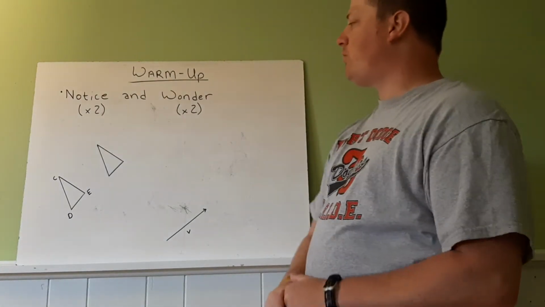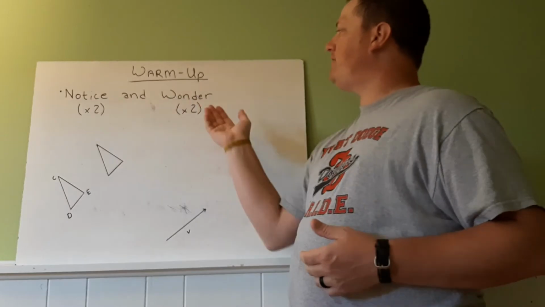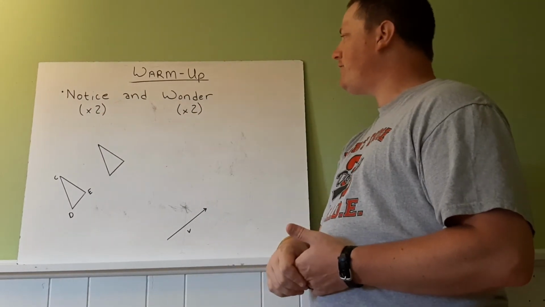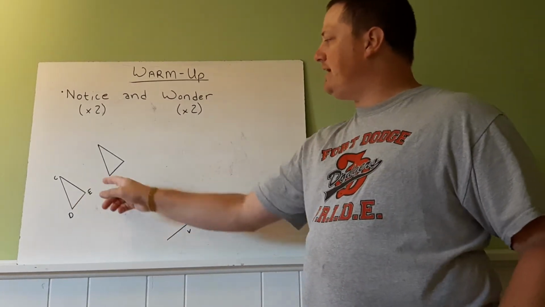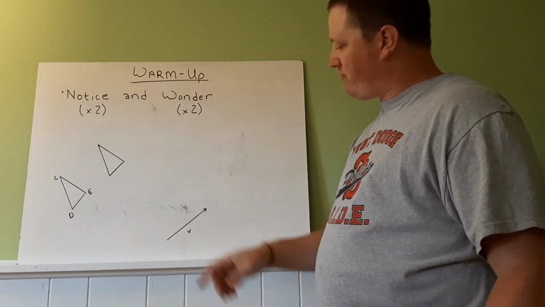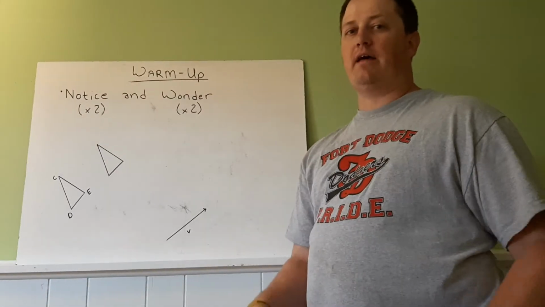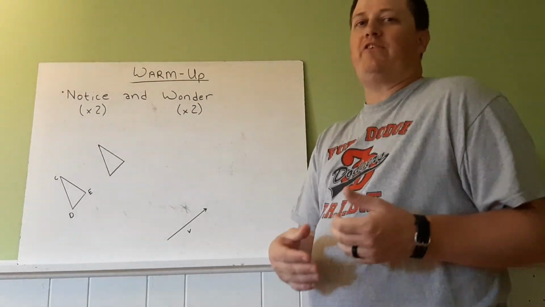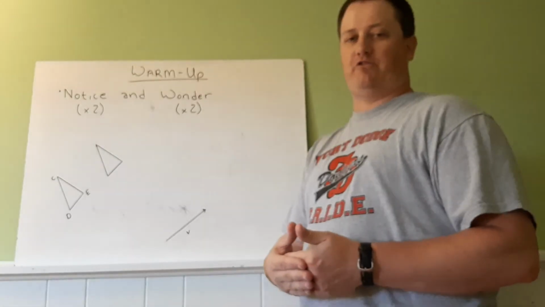All right, so your warm-up to start our conversation tomorrow is a notice and a wonder. Remember, give me 2 notices and 2 wonders. And we have this picture here. Here I have triangle CDE, and then I have this triangle up here, and I have this directed line segment of V. So give me 2 notices, 2 things that kind of strike you of this picture, and then 2 wonders, 2 questions that you come up with that maybe will help you understand the picture better.